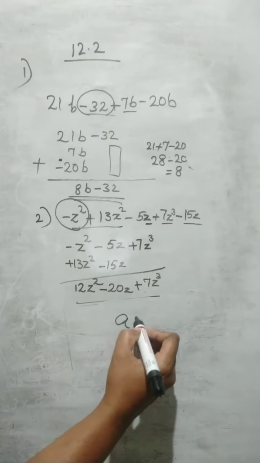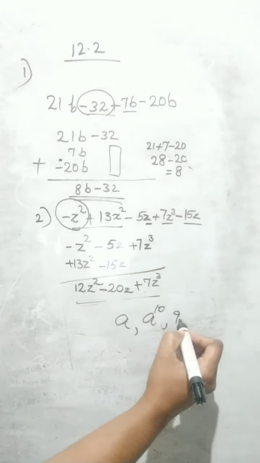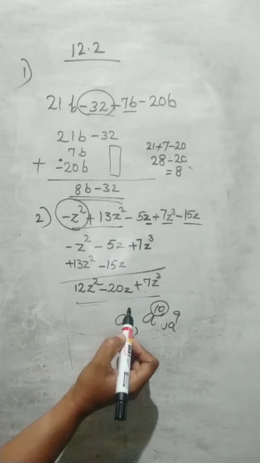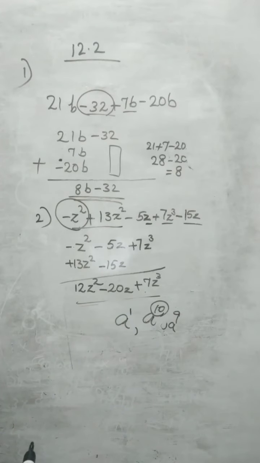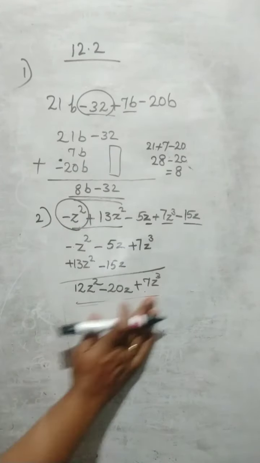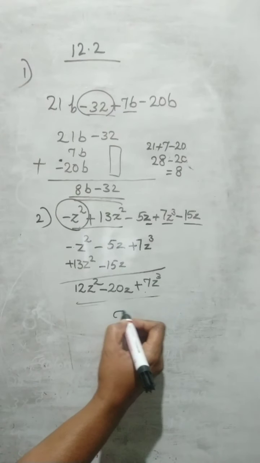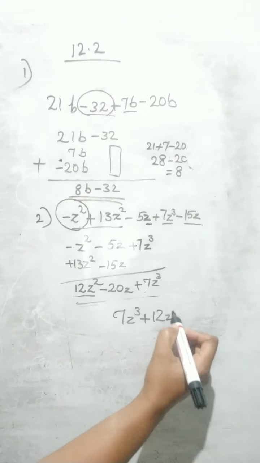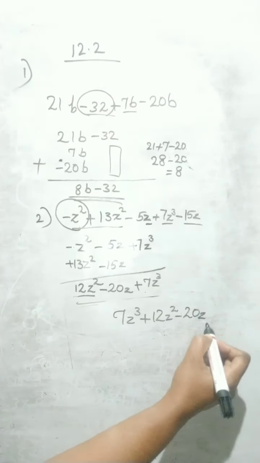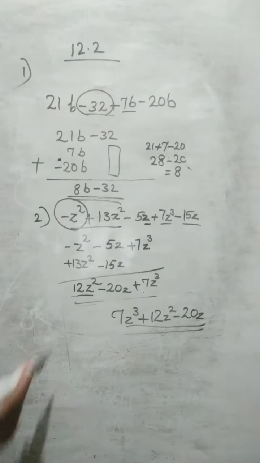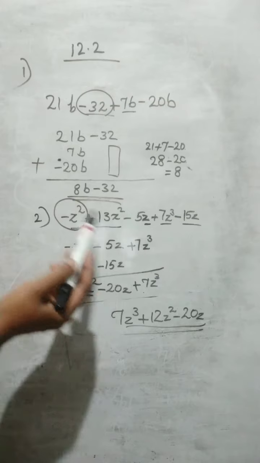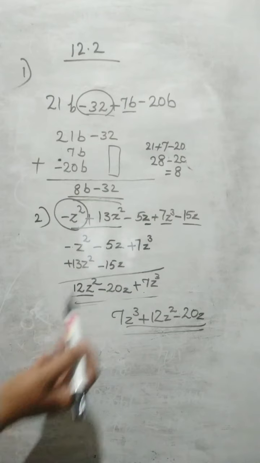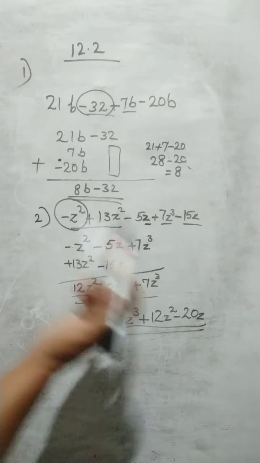Maybe a raised to 10, a raised to 9. Here a raised to 10 is the greatest power. If there is no power, we have to consider that as 1. So we can write according to that 7z cube plus 12z square minus 20z. Got it? Nothing else is there. We have to add the coefficients of each term. Those are like terms. Then write the variable and do that.